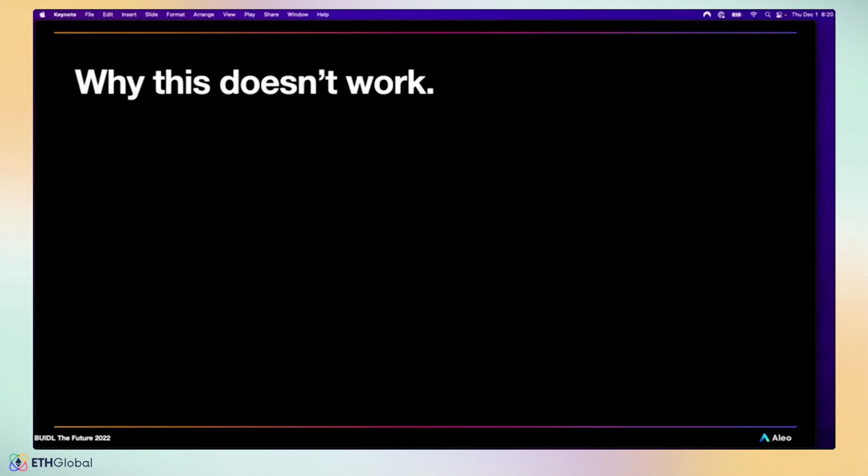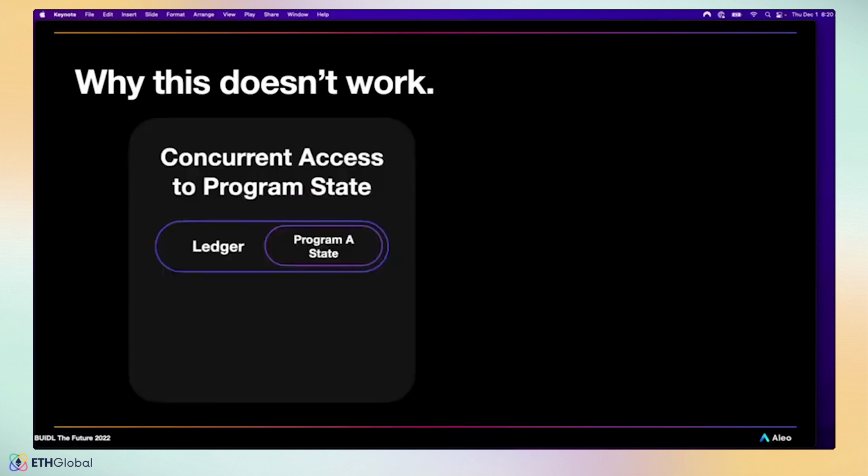So this seems like a pretty cool model. It actually doesn't work. Why doesn't it actually work here? First of all, the first problem is that you don't have concurrent access to program state. In the model that we have before, a user needs to take the entire program state, prove something about it in a transaction, and then update that to the network.